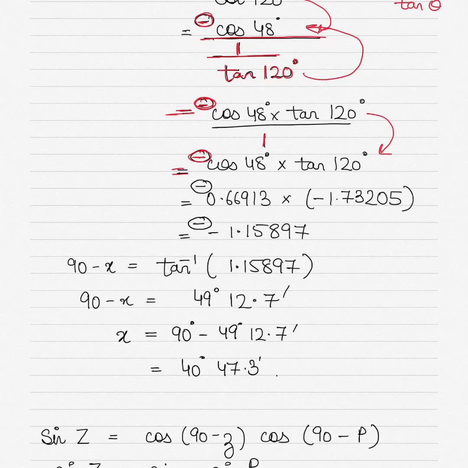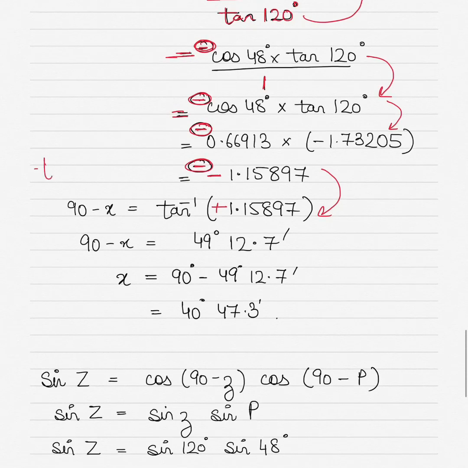Find the values of cos 48 and tan 120 from the calculator. So tan 120 is negative 1.73205. Cos 48 is positive 0.66913. But because we have a negative sign here, when we multiply these two values together, we get minus 1.15897. But minus and minus becomes positive. So this will become positive.